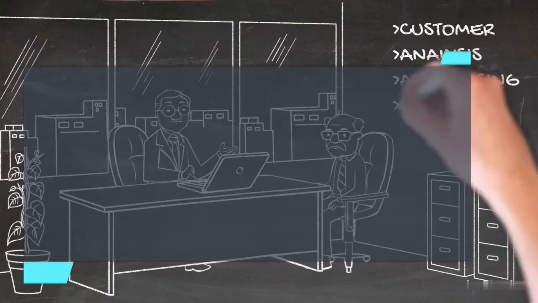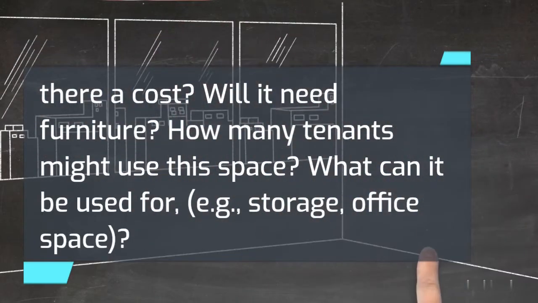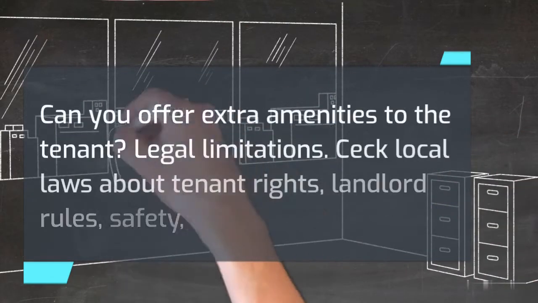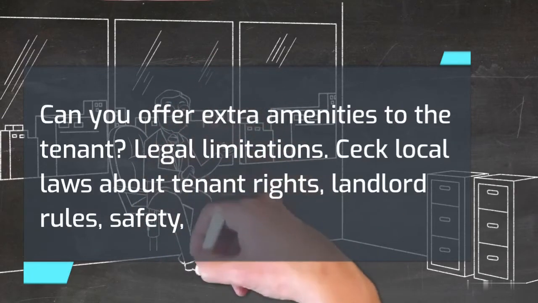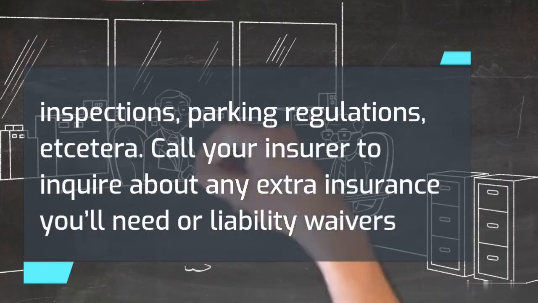Will it need furniture? How many tenants might use this space? What can it be used for, for example, storage, office space? Can you offer extra amenities to the tenant? Legal limitations. Set local laws about tenant rights, landlord rules, safety, inspections, parking regulations, etc.